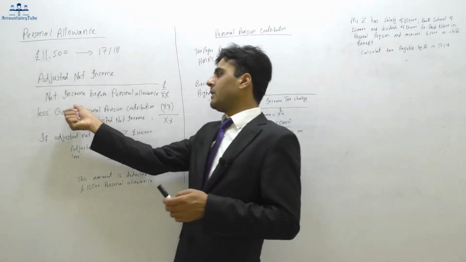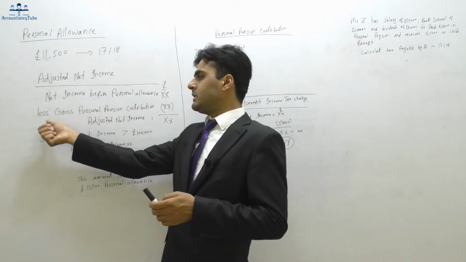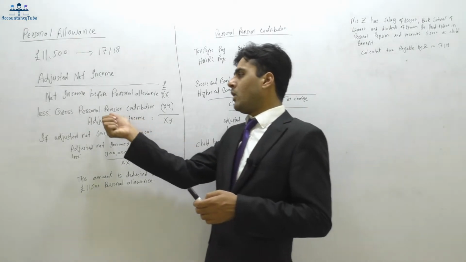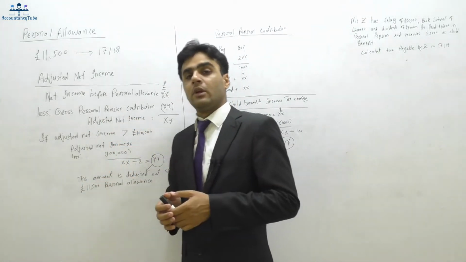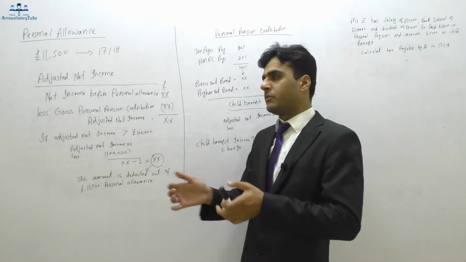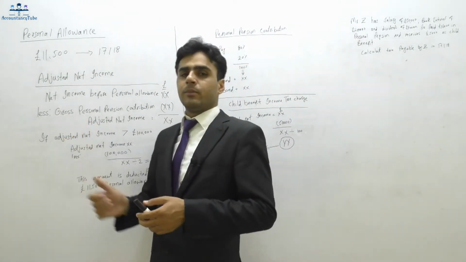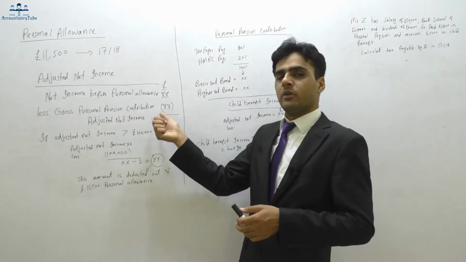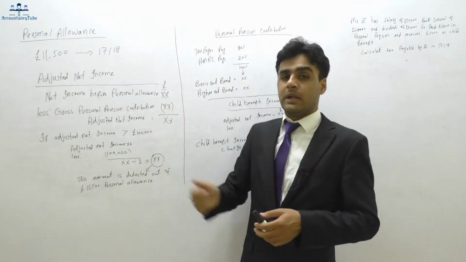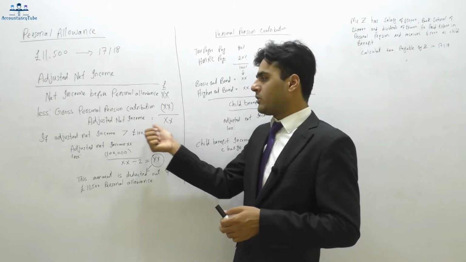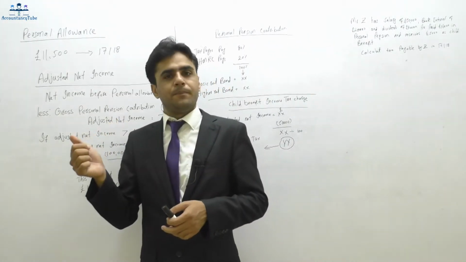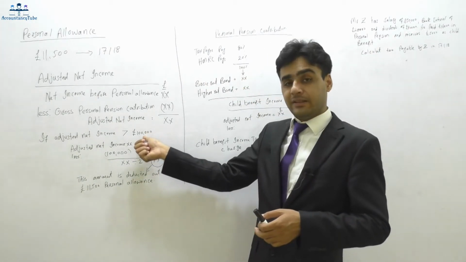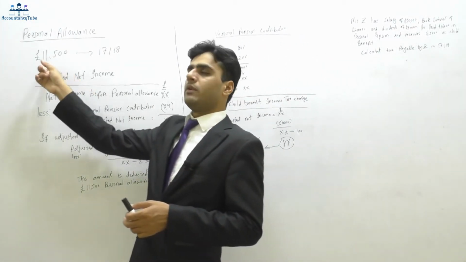So we will take net income before personal allowance and we will deduct less gross personal pension contribution. So we will deduct the amount which we have contributed in pension, our share plus the HM Revenue and Customs share, because it is saying the gross amount. Gross amount means 100%. So the 100% amount of personal pension contribution. So if we deduct that amount out of the net income before personal allowance, the net amount is called adjusted net income.